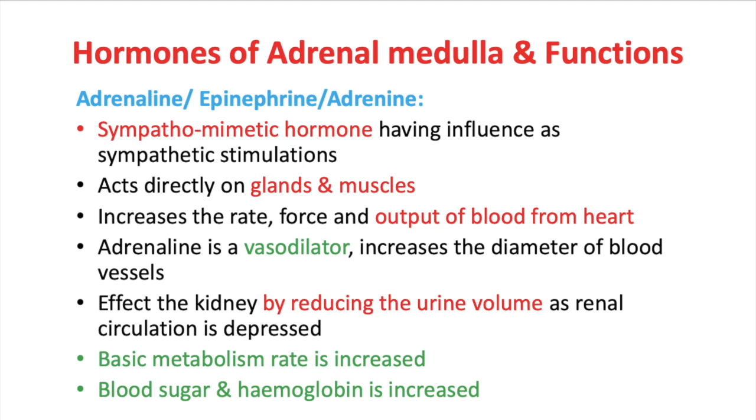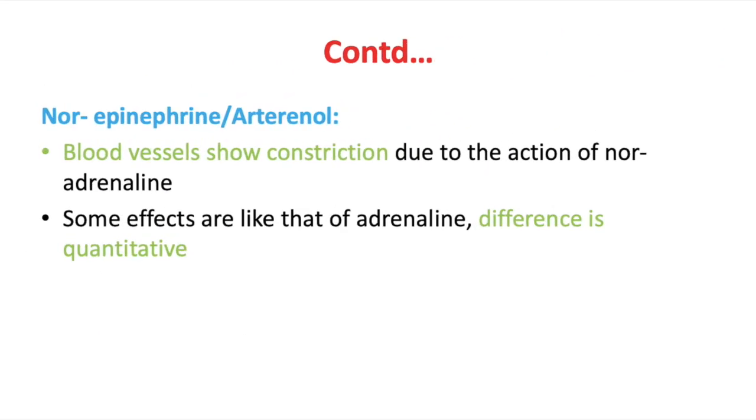Basic metabolic rate, blood sugar, and hemoglobin are increased due to the hormones of adrenal medulla. The other hormone of adrenal medulla is norepinephrine or noradrenaline. These hormones are responsible for the constriction of blood vessels, and they have some effects like that of adrenaline, but the difference is quantitative.